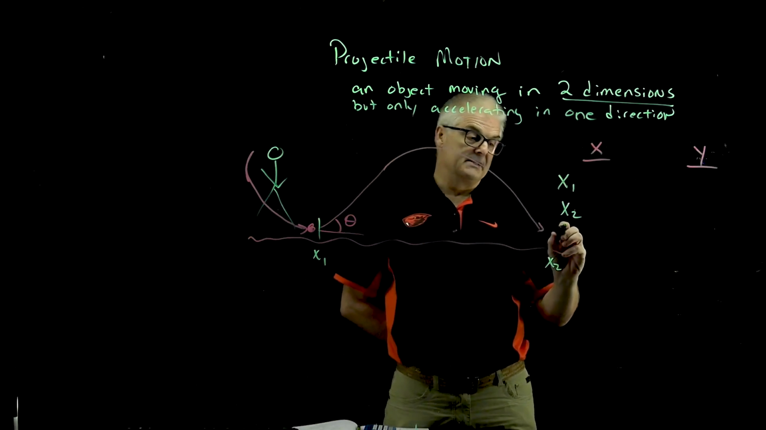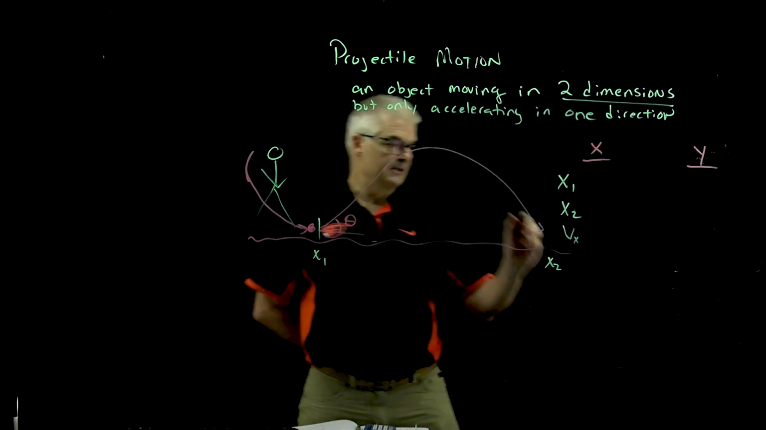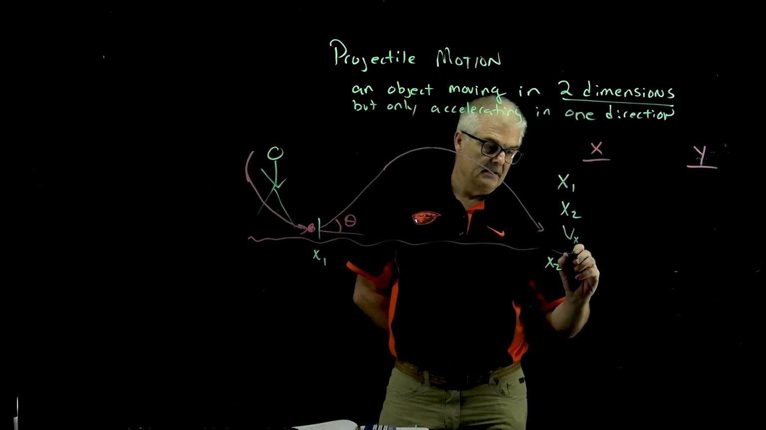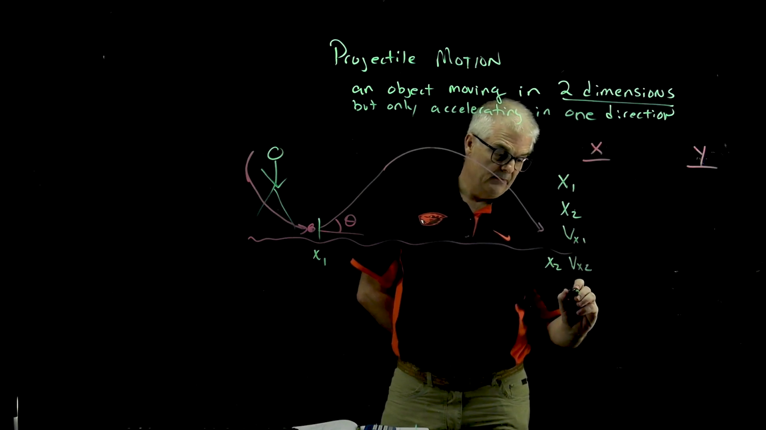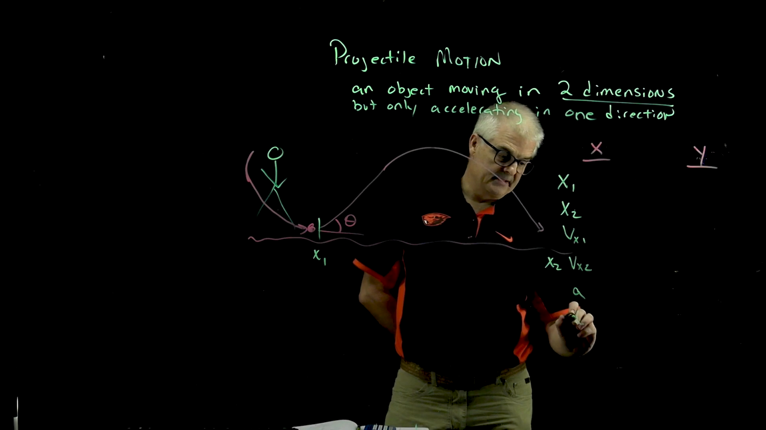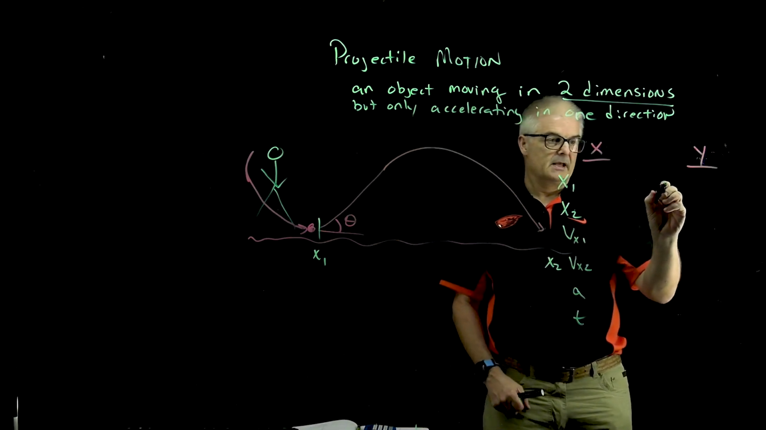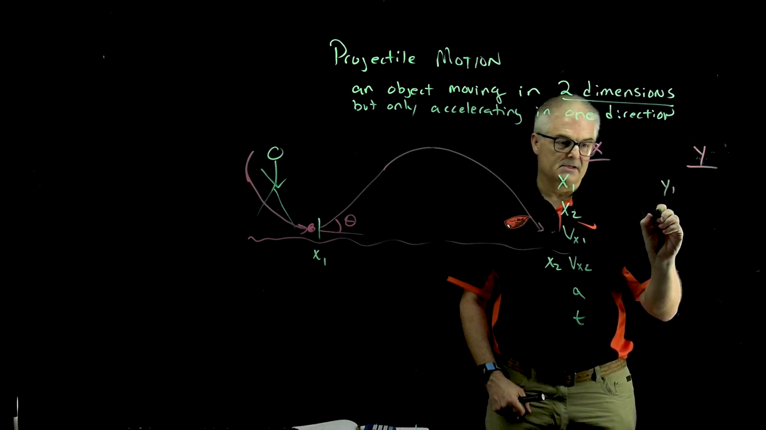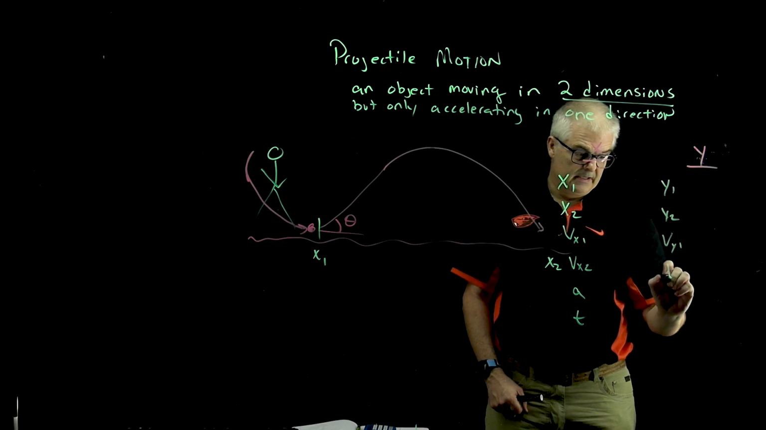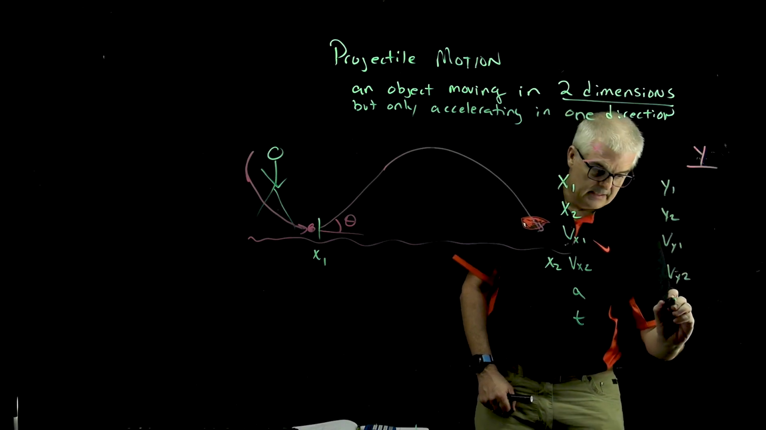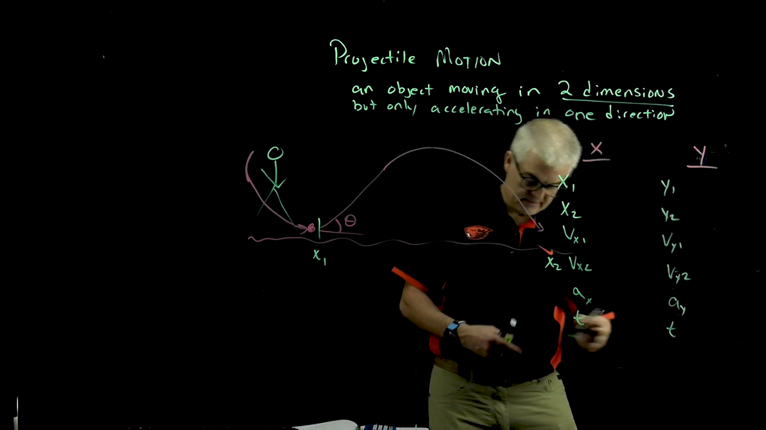And then we've got v sub x, the initial vx1, and then vx2, and we've got a, and then we've got time. So these are our variables. I'll explain that in this diagram in a second. And we have exactly the same things for y: y1, y2, vy1, vy2, a sub y, and time.